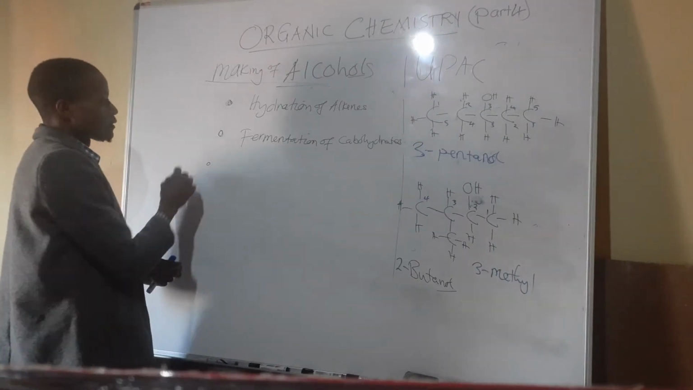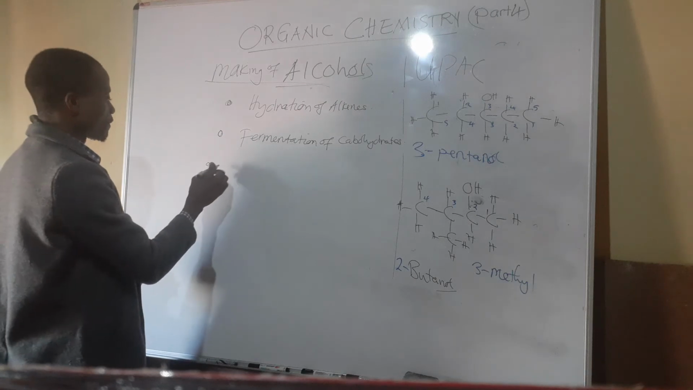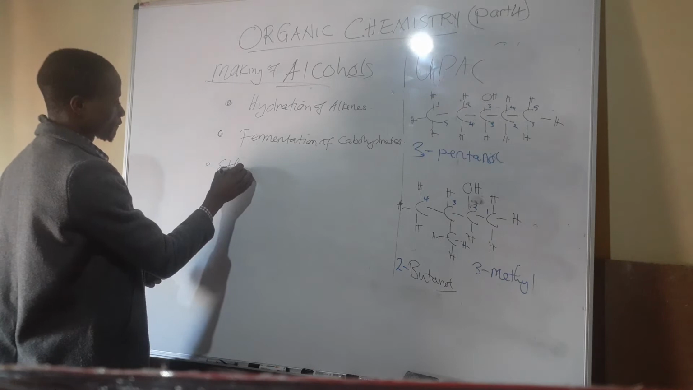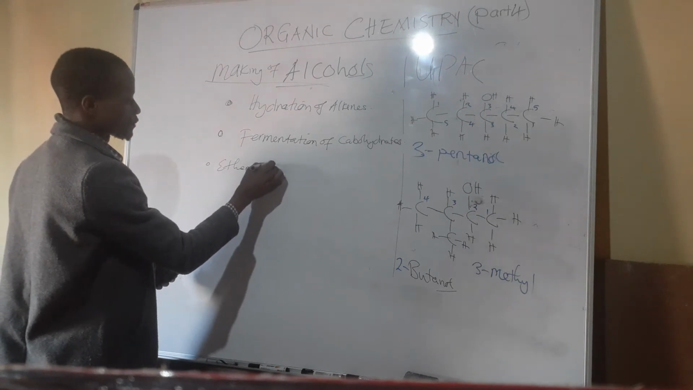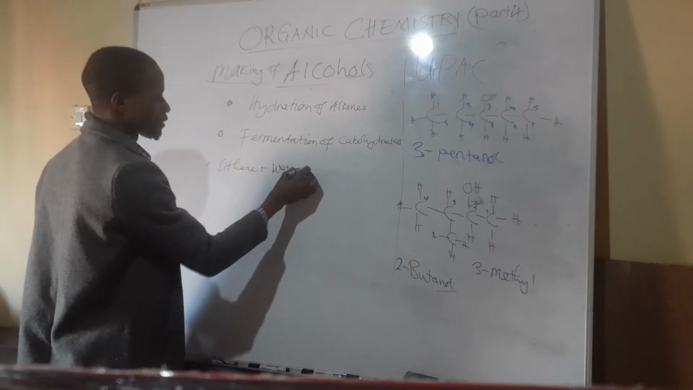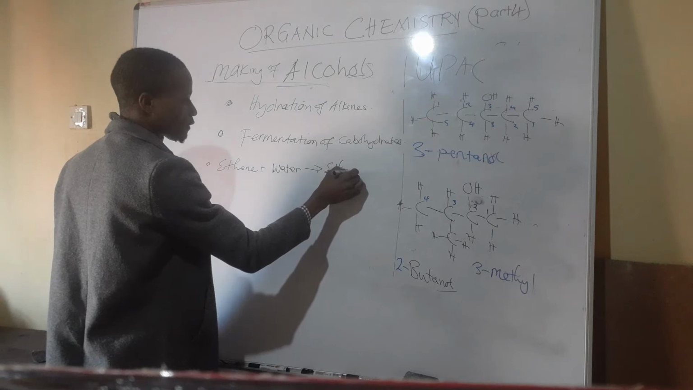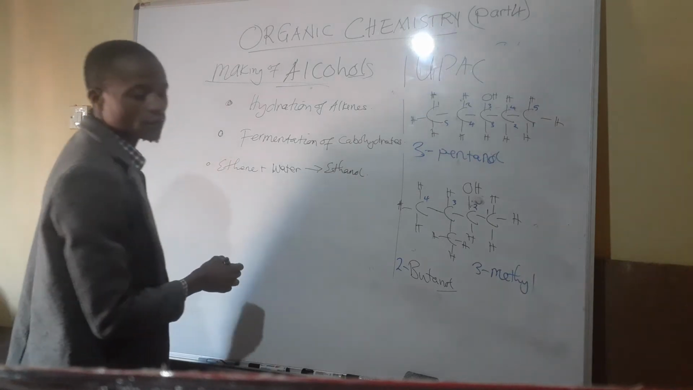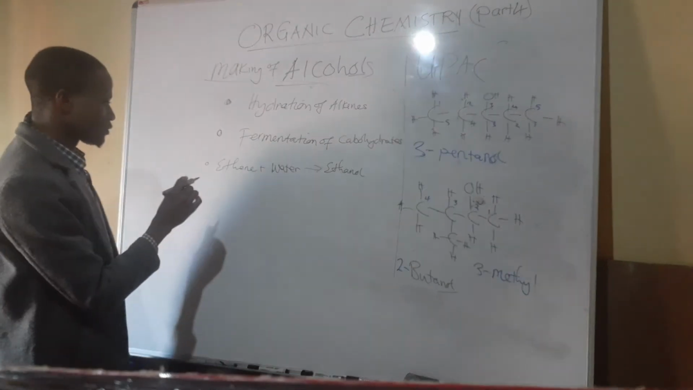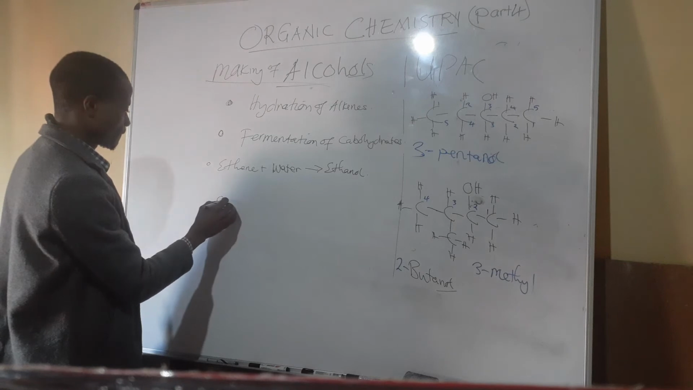So, for example, we can give ethene. Ethene plus water, we're going to have ethanol. Now we can show this in the structural formula where I have ethene.